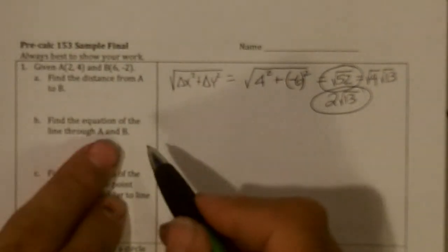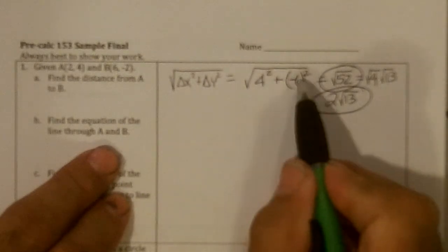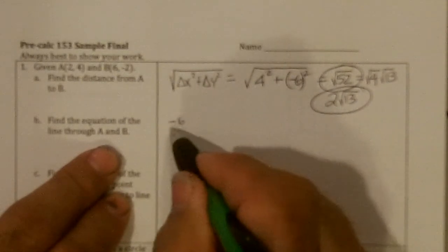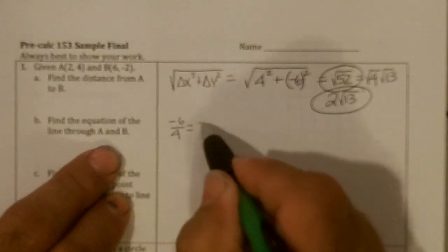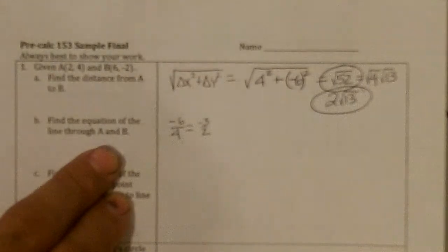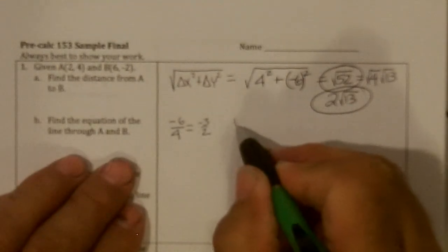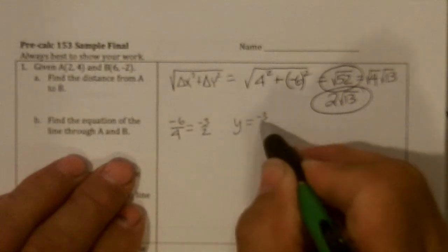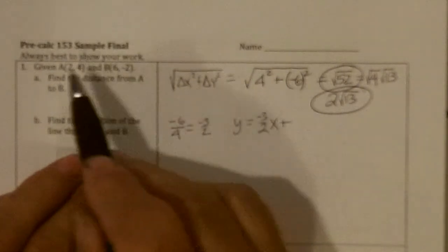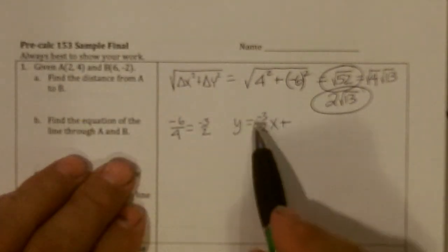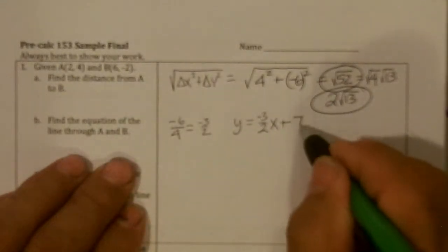Find the equation of the line through AB. Well, the slope is change in y, which was negative 6, over the change in x, which was 4, which is negative 3 halves. And then I can write the equation in any form. It could have been y equals negative 3 halves x plus... If I put 2 in for the x, I get negative 3 plus something has to be 4. That would have to be 7.